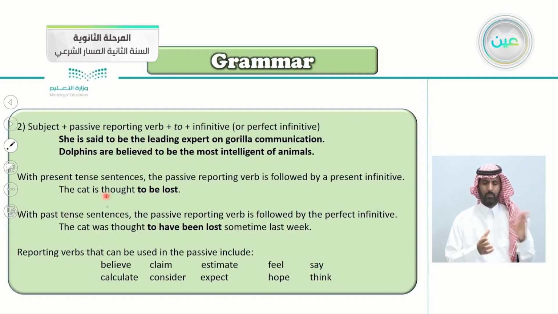So we say the cat is thought to be lost. With past tense sentences, the passive reporting verb is followed by perfect infinitive. So we say the cat was thought to have been lost. This is perfect. That's why we have to have been lost sometime last week.